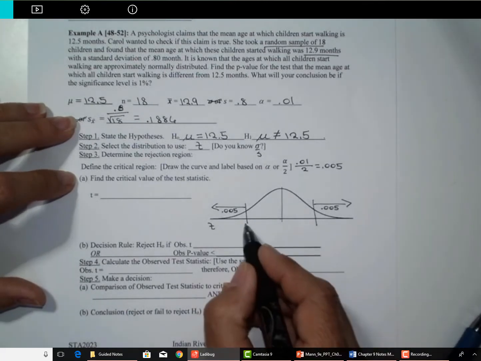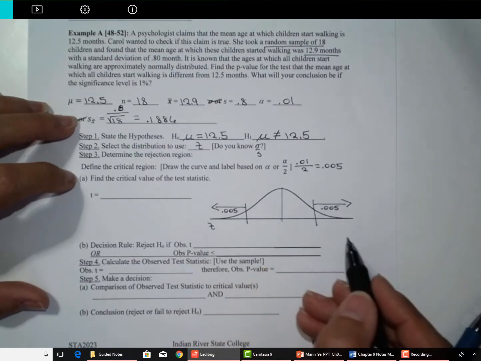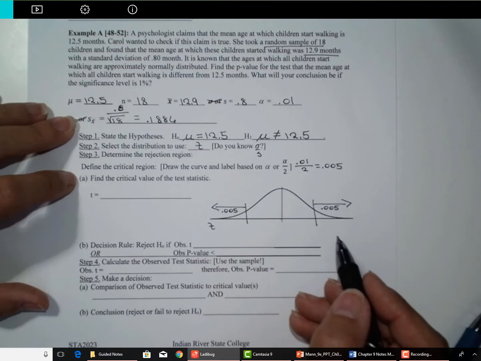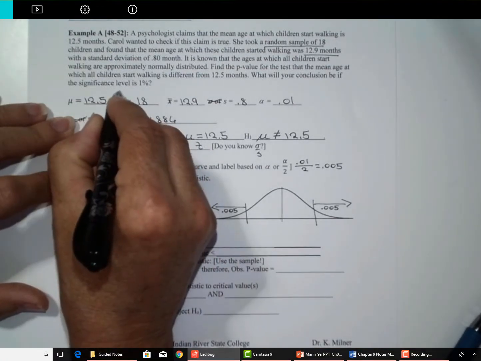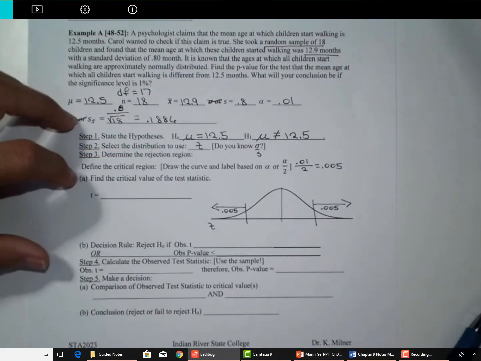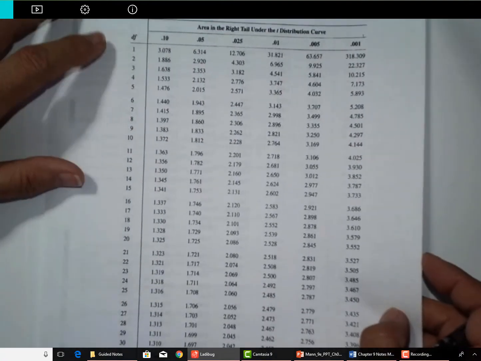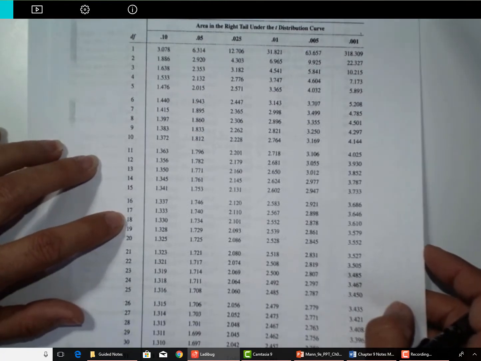All right, now I need some t-values for this. And t is different. You remember there's only one parameter that we really have to have for t, and that is degrees of freedom. We have an n, a sample size of 18. So we would say n minus 1, or 17, is going to give us the degrees of freedom that we need for our t-table. So looking at my t-table, I have the degrees of freedom down here to the left, and I'm going to go down until I see 17.